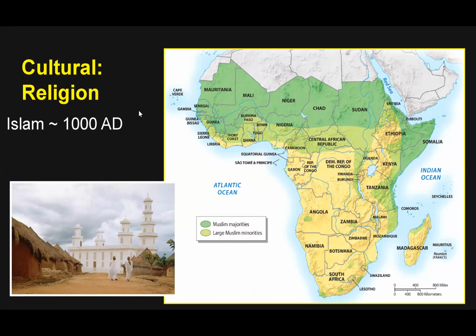Islam came in around 1000 AD. And you can see here on the percent of Muslim majorities in the dark green, and large Muslim minorities is there. And you see that's really in that Sahel region that runs across that belt of Africa. And it goes down across East Africa as well.